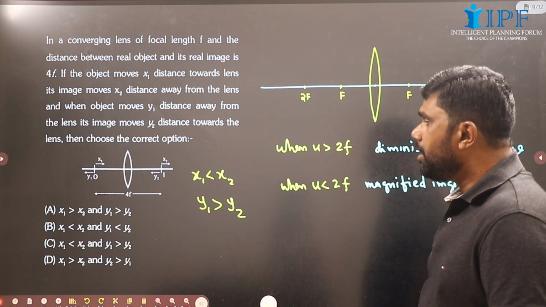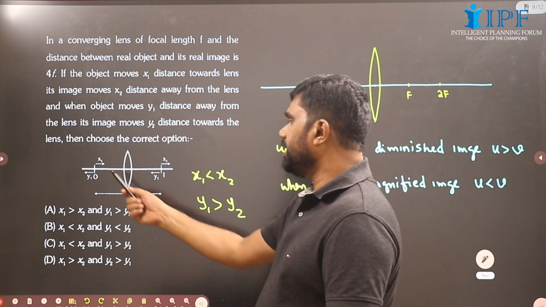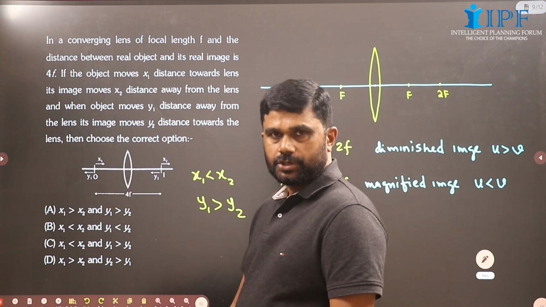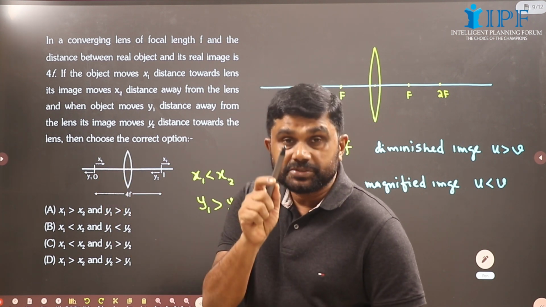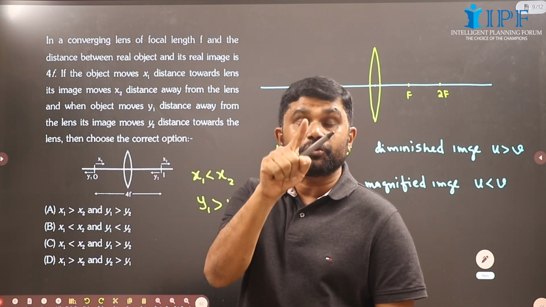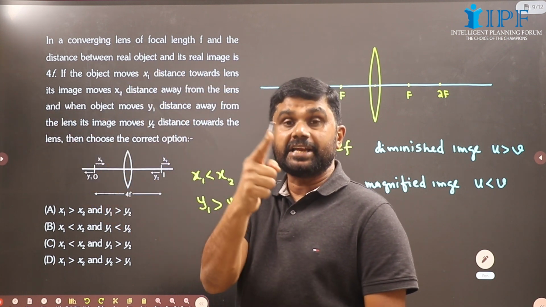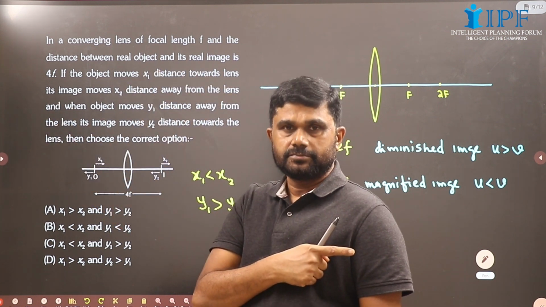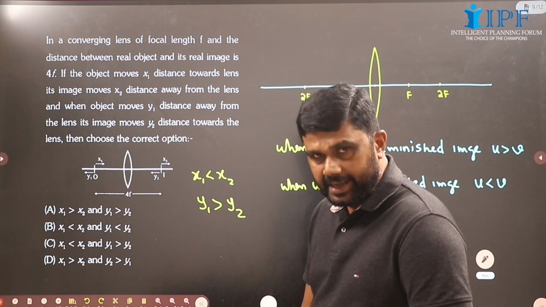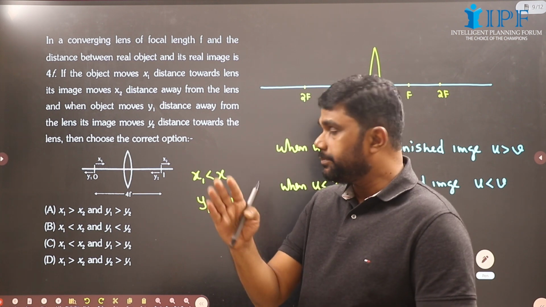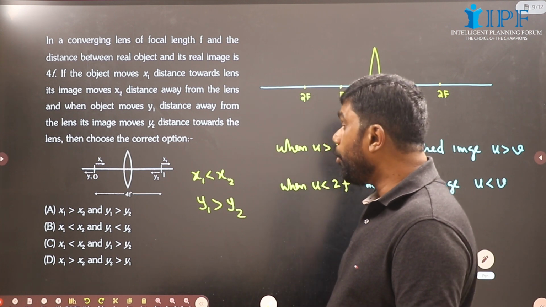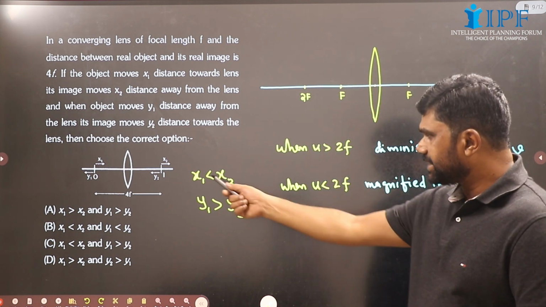Okay, now see, this is the case. Here the object is at 2f. When the object is moved towards the lens, the object will come to a position between f and 2f. Then the image will go to a position beyond 2f. That image will be magnified. So when x1 is moved towards the lens, the position of the object will be between f and 2f. So the image will go beyond 2f and x2 will be more than x1, or let us say x1 smaller than x2.